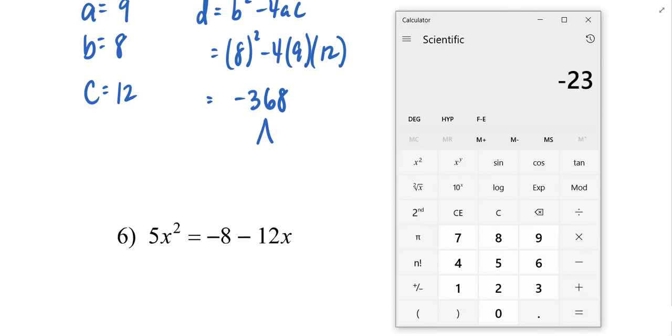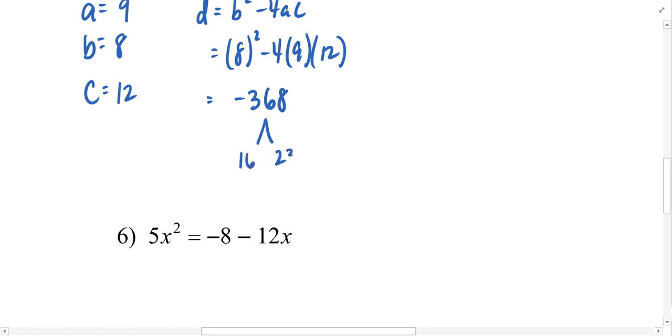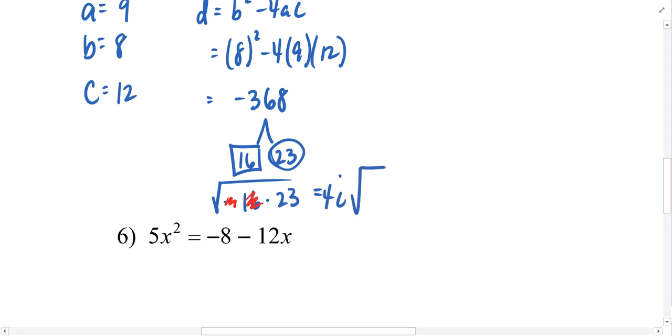So 368 divided by 16 is 23. So that tells me that 16 times 23 equals 368. And 23 is a prime number. It can't be broken down any further, so I'm going to put a circle there. And this tells me that the square root of negative 368 is a negative sign with 16 and 23. On the outside, this negative symbol turns into i, and this 16 turns into 4, and the 23 has to be left behind.